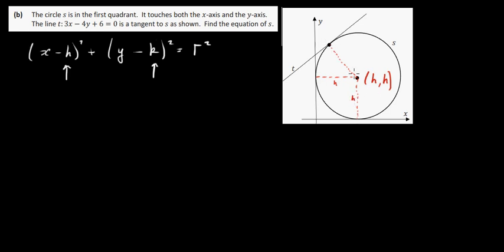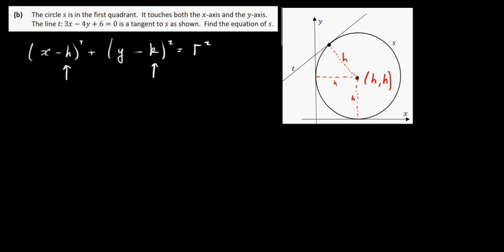And you can see here that the radius of the circle is also going to be h. So our x coordinate and our y coordinate of our center are the same, and they are actually going to give us our radius as well.